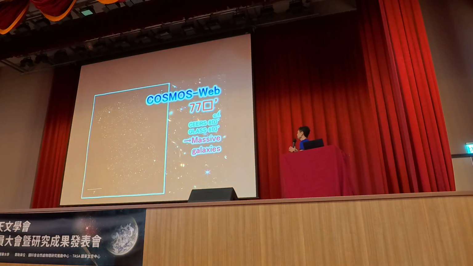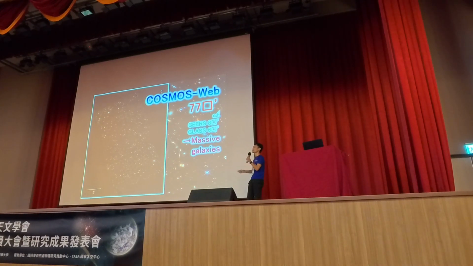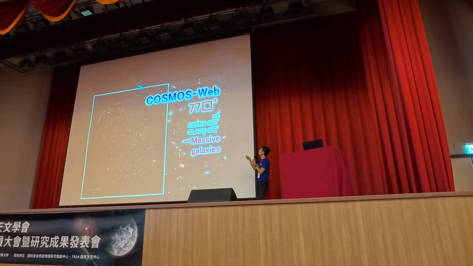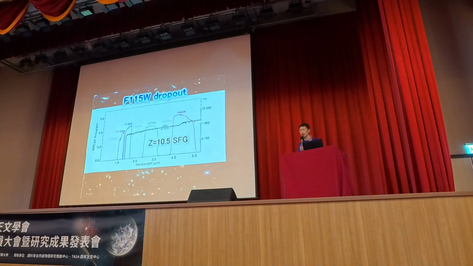The data Seong Jin used is JWST COSMOS-Web. This huge area, 77 square arcminutes, was taken with JWST. So this is all JWST data. What's nice about COSMOS-Web is its much larger area. Compared to earlier JWST fields such as CEERS or GLASS, it's almost 10 times larger. A larger field means we can search for rare, massive galaxies. These are Seong Jin's interests. These massive galaxies are difficult to find in a small field. How do we find these galaxies?